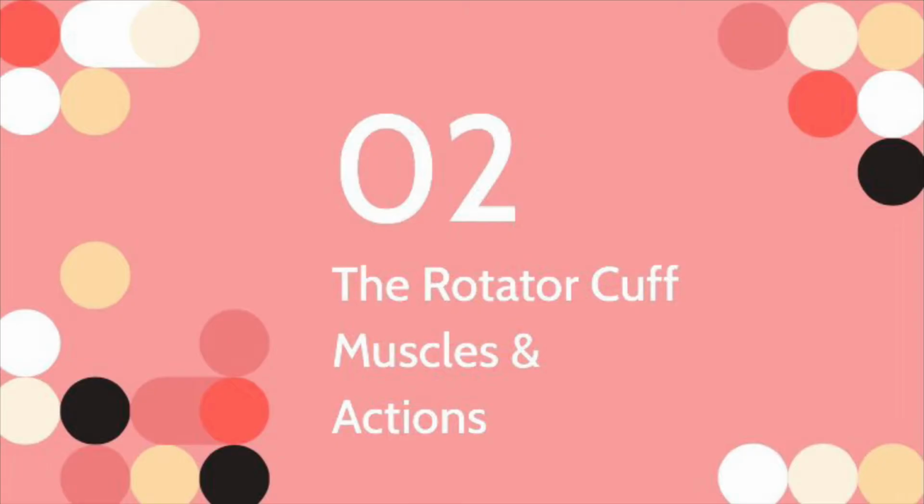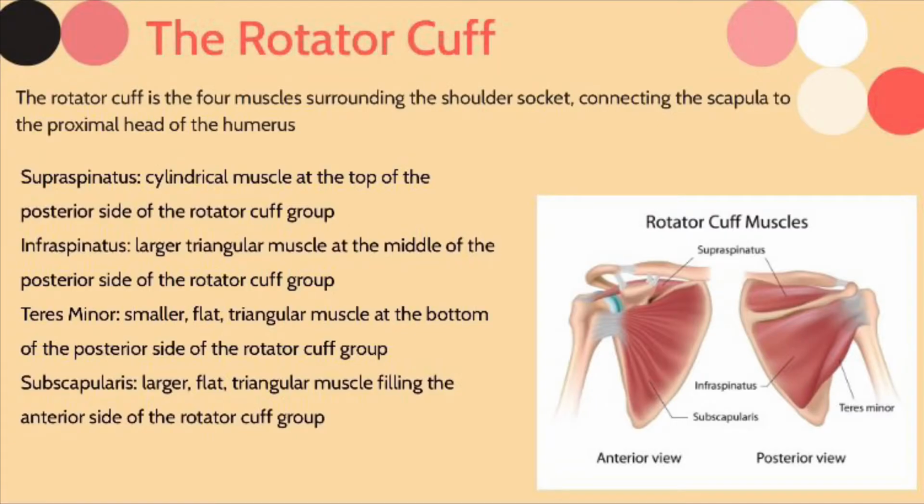Second, we have the rotator cuff muscles and actions. The rotator cuff is the 4 muscles surrounding the shoulder socket connecting the scapula to the proximal head of the humerus. The first muscle is the supraspinatus, which is a cylindrical muscle at the top of the posterior side of the rotator cuff group. Second, we have the infraspinatus, a larger triangular muscle at the middle of the posterior side of the rotator cuff group.